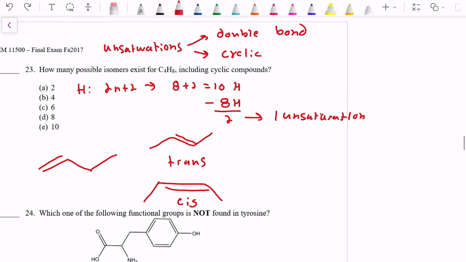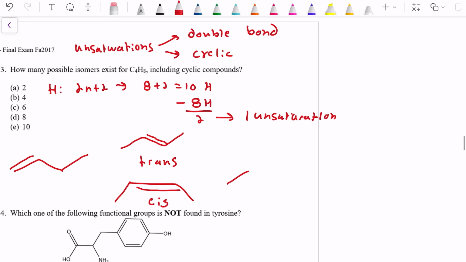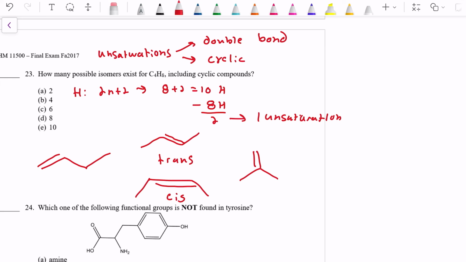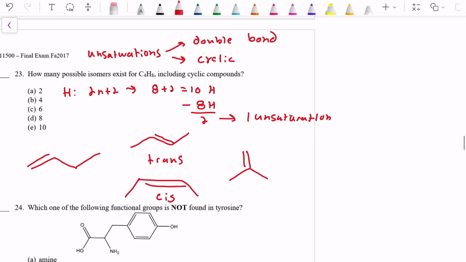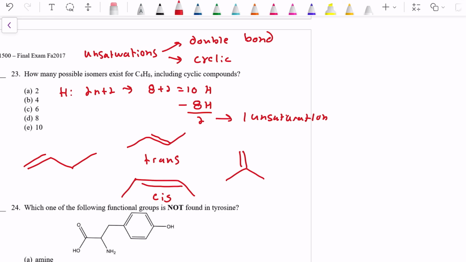We could also do something that has 4 carbons, and we could put the double bond on one of those. If we tried to draw this, that's actually the same molecule, just rotated 90 degrees. So there's 4 answer choices. Now, those are our 4 answer choices without introducing a cyclic feature.